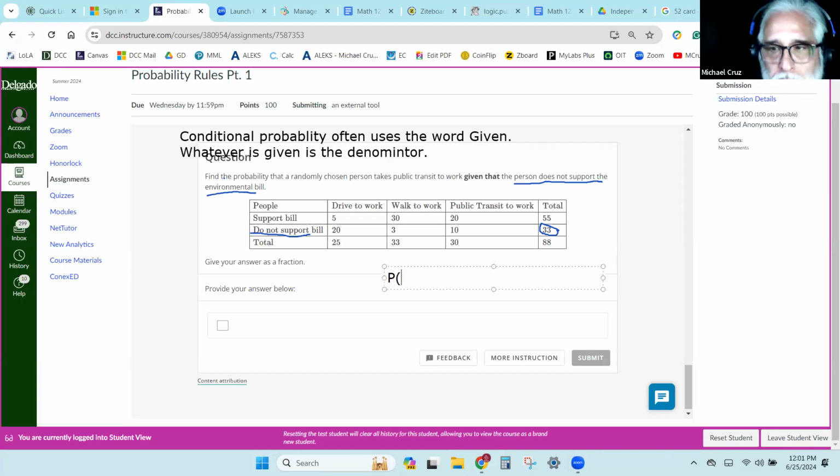Probability of transit given not environmental. Okay. So again, whatever is in this position is your denominator, because this means right is given. Probability of taking public transportation given they do not support the environmental bill. So that means down here is the 33.